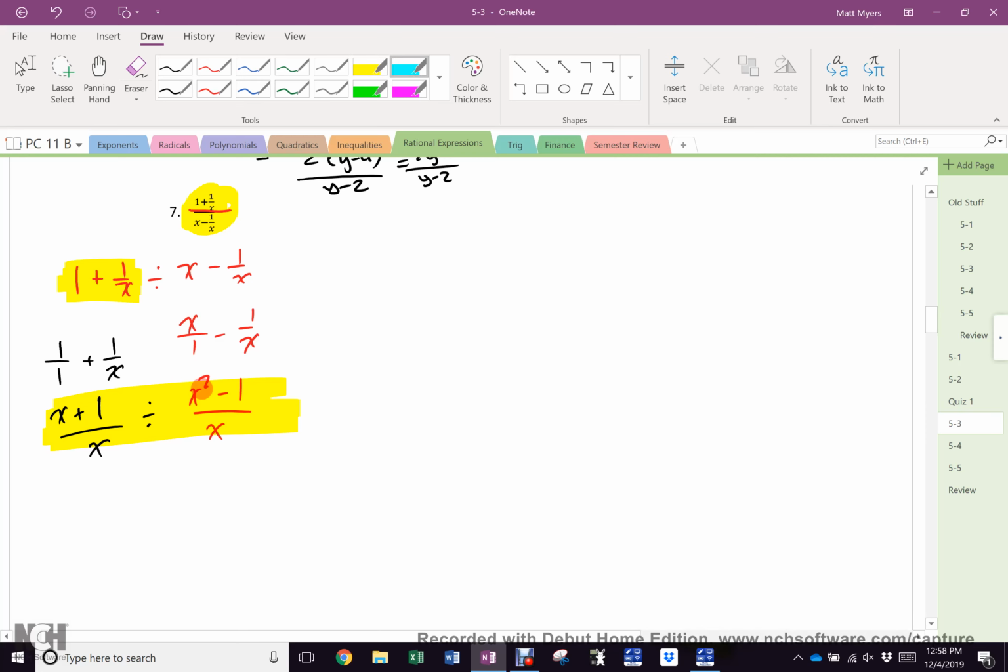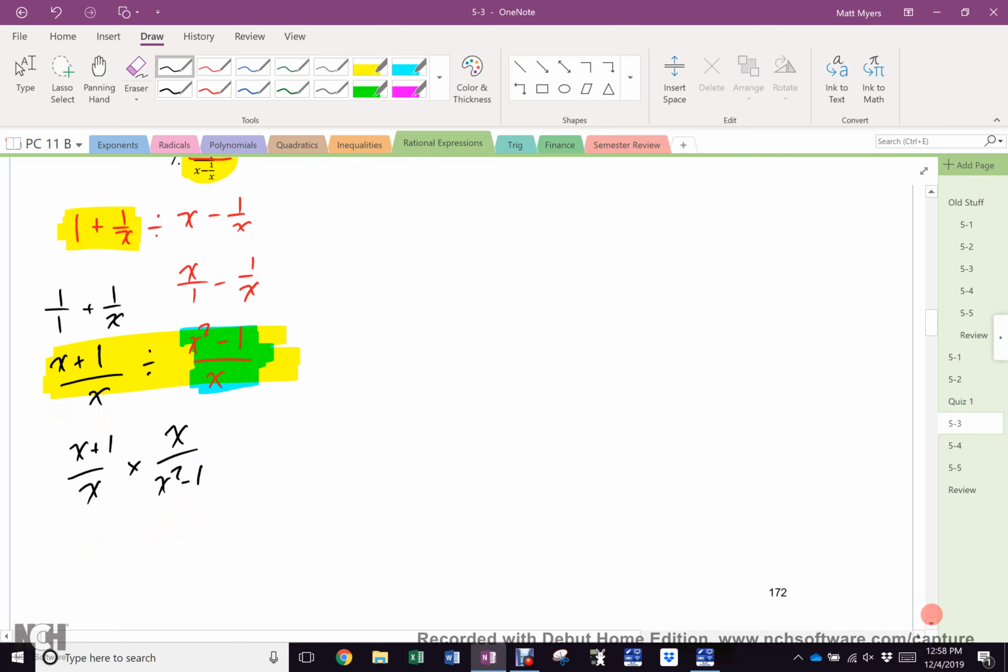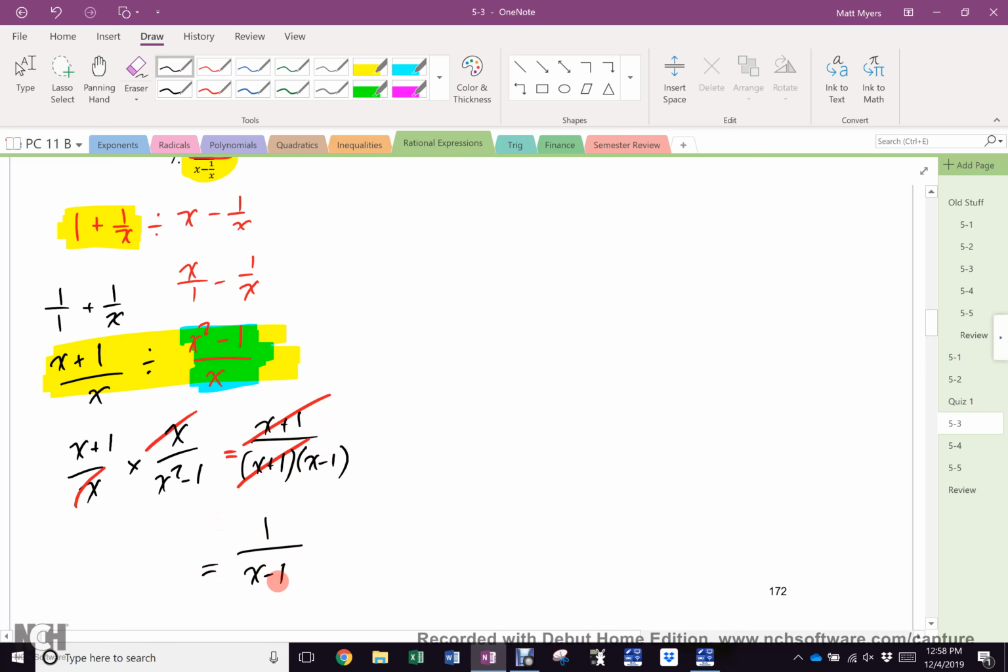What do you do to the green stuff now? Reciprocate it. Why? Because I'm dividing by a fraction. X plus 1 over x times x over x squared minus 1. Now what? You could cancel your x's. Boom, boom. What would you be left with? X plus 1 over x plus 1, x minus 1. Now what would you cancel? Gone, gone. What's the answer? 1 over x minus 1.